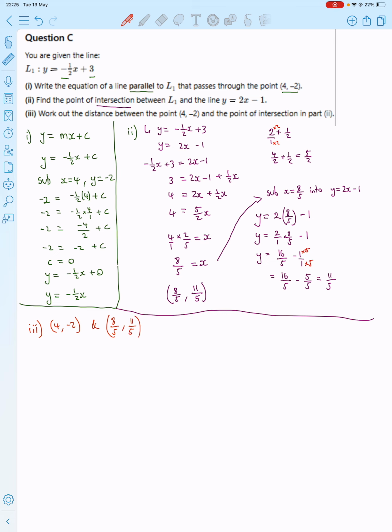So this does get very awkward in terms of the constants and things like that, but let's go for it. So we have this 4, minus 2, we're going across 4, down minus 2. 8 over 5, well, 8 over 5 is just between 1 and 2. So we go across, and then 11 over 5 is a little bit more than 2, so somewhere here should be fine. So 4, minus 2. 8 over 5, 11 over 5.